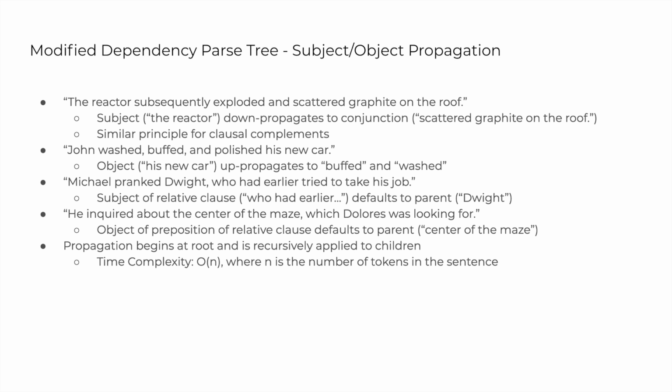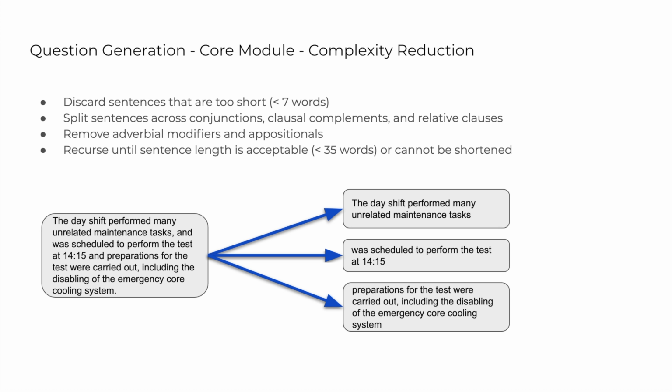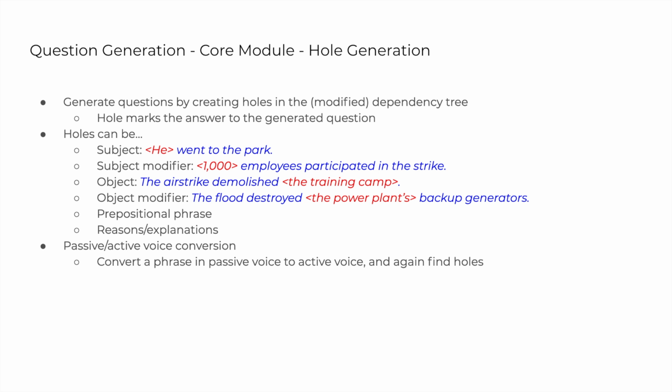The propagation recursively spans the whole tree and employs a rule set that determines whether subjects and objects propagate down or up through conjunctions, complements, and clauses. We use the partition feature of the tree to split sentences that are too long along conjunctions and clauses while still maintaining those implicit references. We then select a specific node of the tree to be the answer of our question and delete both it and its children, creating a hole. We select holes to be subjects, objects, prepositions, and their modifiers, but also clauses and explanations. We repeat this process on the active form of a passive sentence if available.